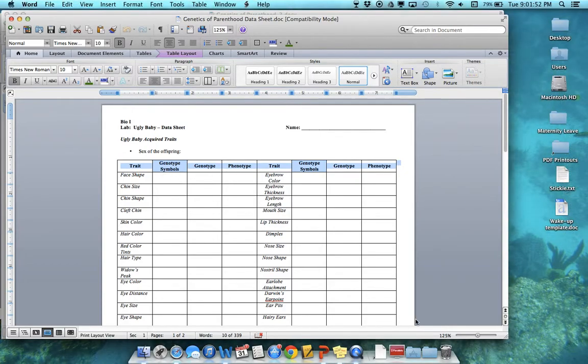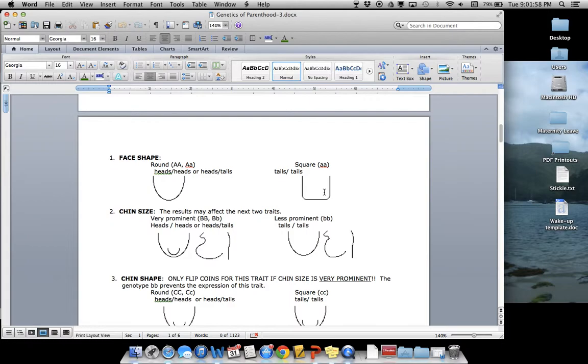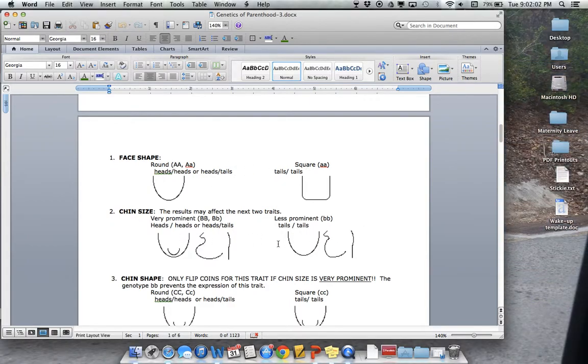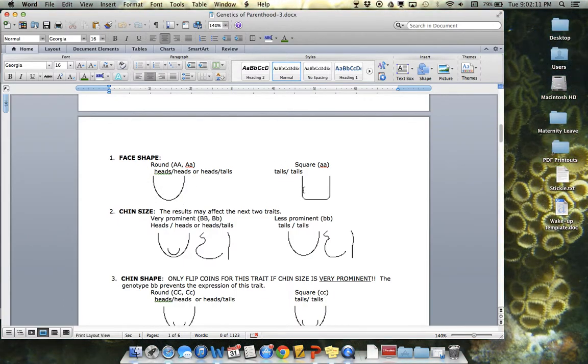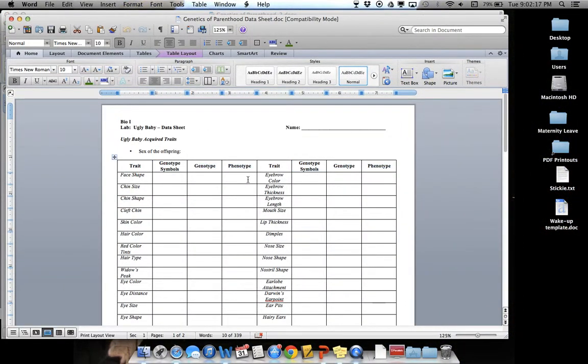Now when you have phenotype, what you guys got to do here is go back to this data sheet right here, and you're going to put down what kind of face shape you have. And actually she has the heads and tails there. We got all this stuff there to help you out. So if you have these two, basically you're going to have a round face shape or a square face shape. And that's what you're going to write down for phenotype. You're going to put round or square. Does that kind of make sense?